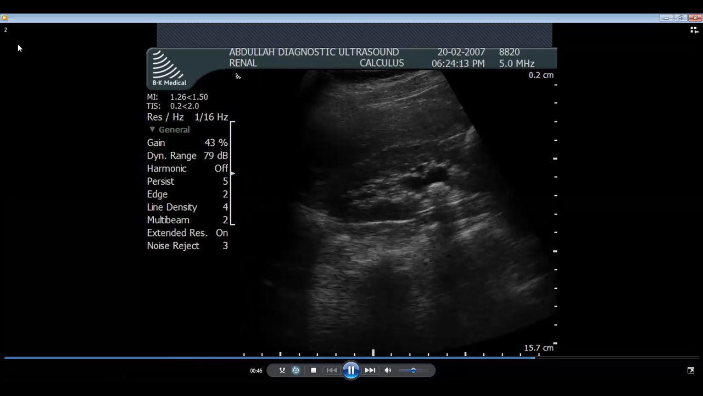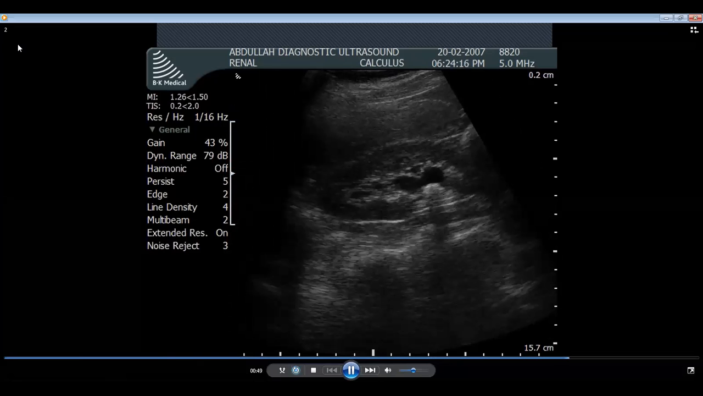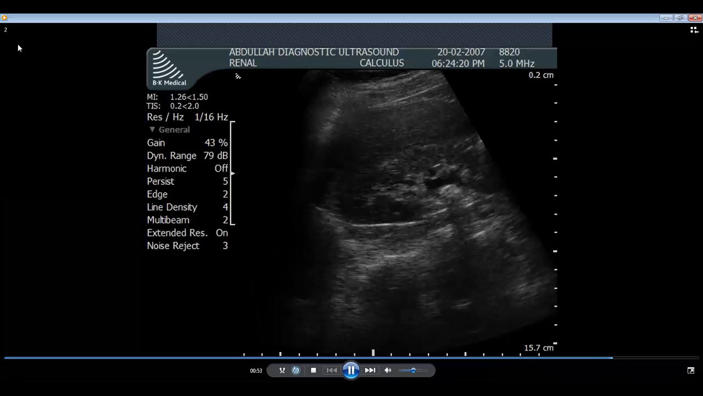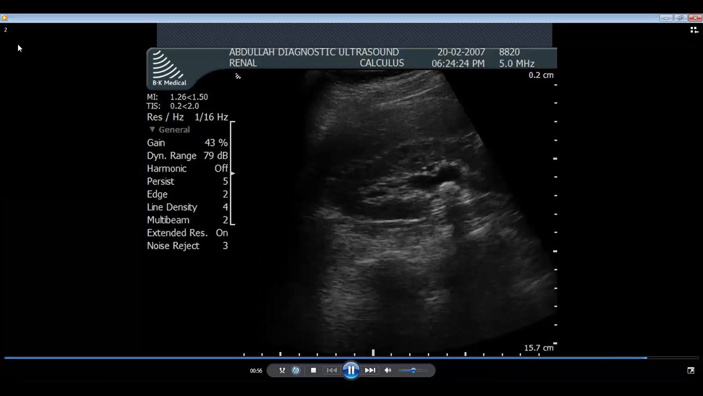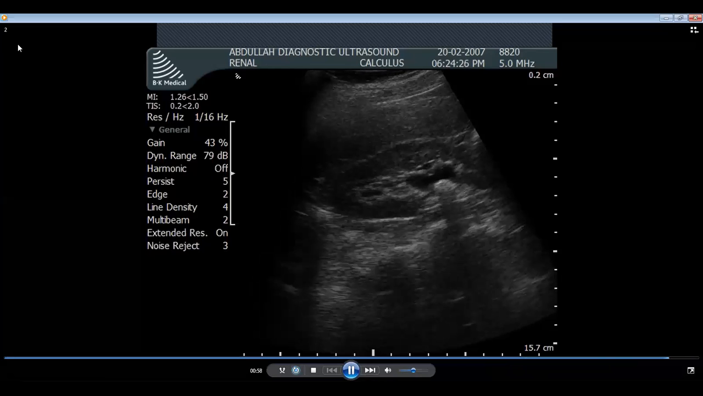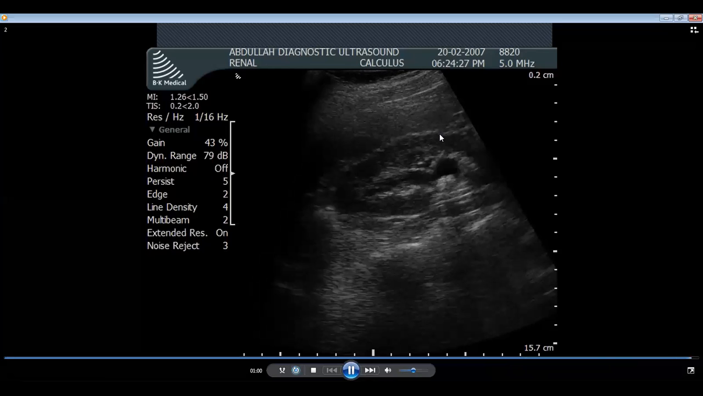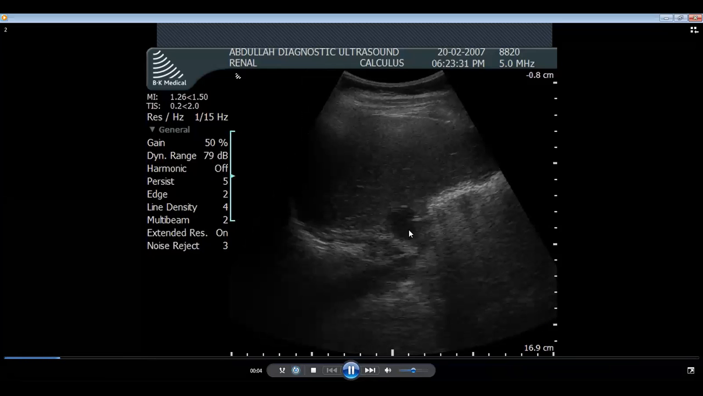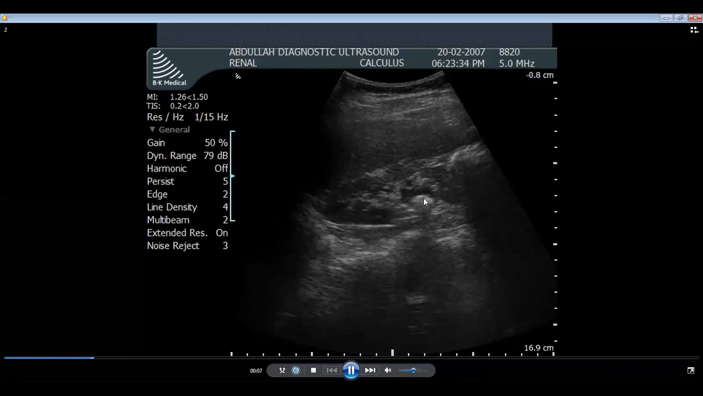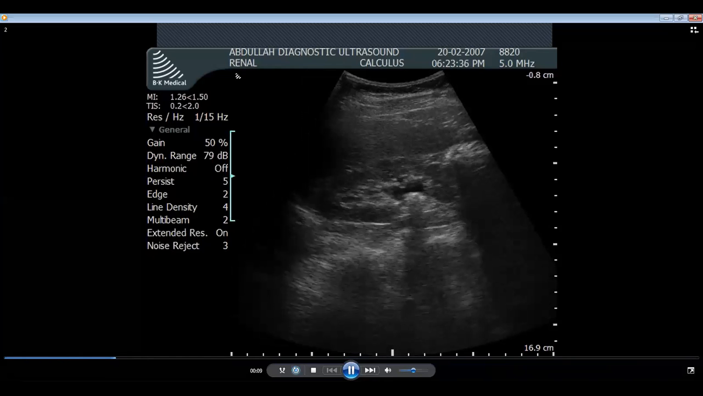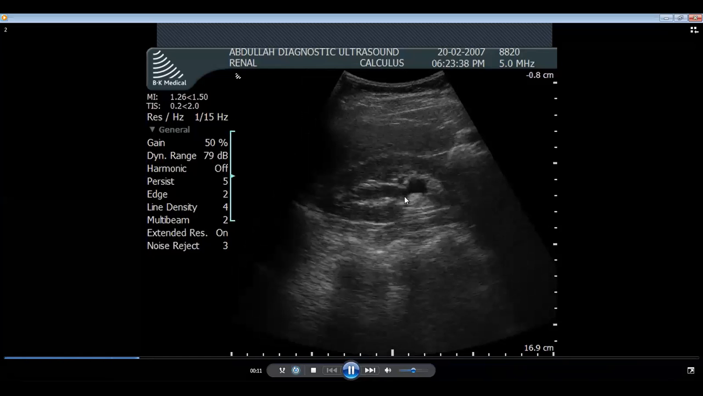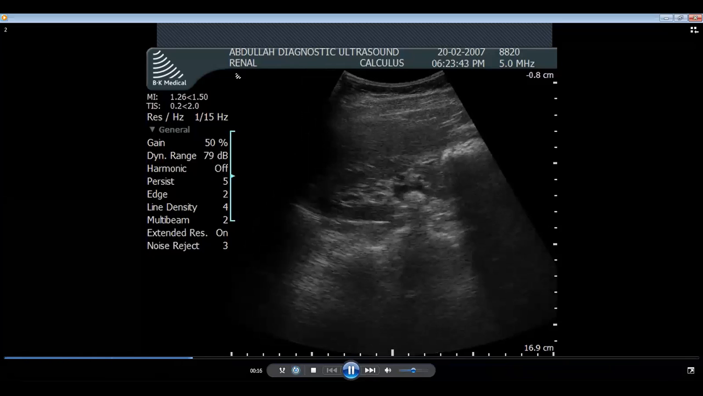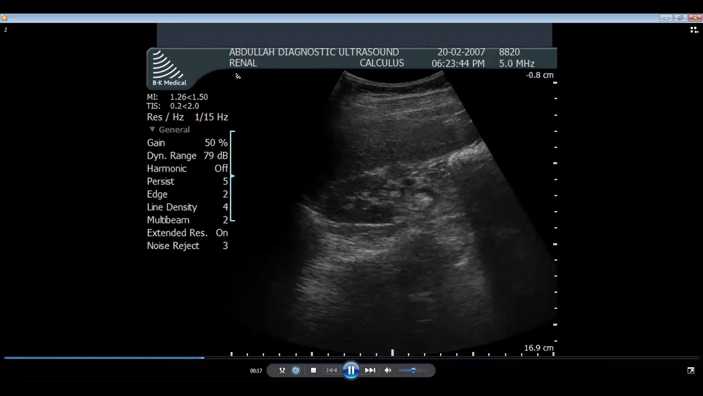This is how we see the mildly hydronephrotic kidney due to impacted stone in the renal pelvis. You can even appreciate the shadow behind. There you see the shadow behind the stone. This is how it appears. So a stone in the renal pelvis.